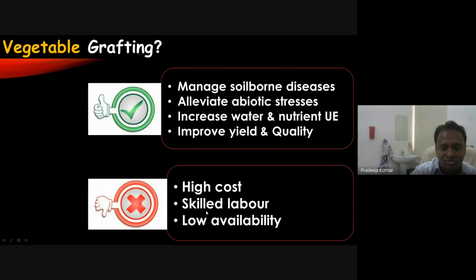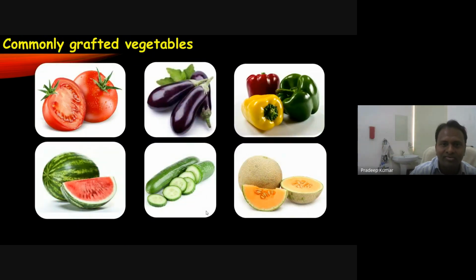So it is essential to have availability at a local level. That is one area that is picking up now, but still there is a lot of scope in this. Skilled labor can be trained with a very small effort, and high cost. Yes, of course, high cost, but production is very high. These are the crops that are grafted.